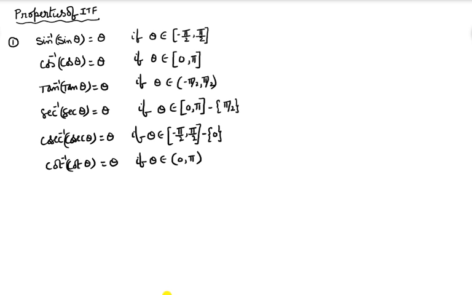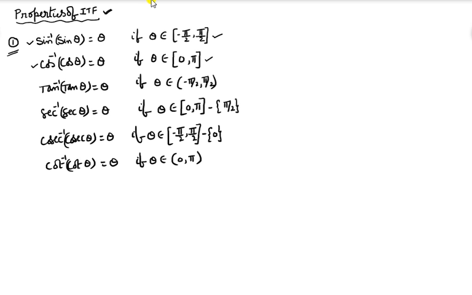In this class we are going to discuss the properties of inverse trigonometric functions. The first property is sin inverse of sin theta is equal to theta, under the condition theta belongs to the closed interval minus pi by 2 comma pi by 2. Cos inverse of cos theta is equal to theta when theta belongs to the closed interval 0 comma pi.